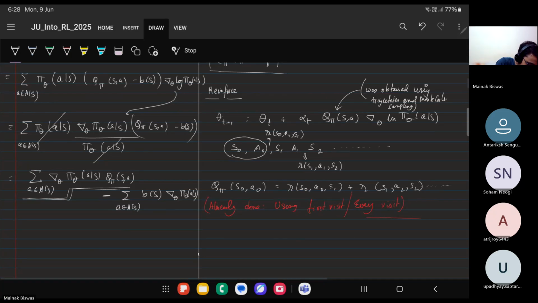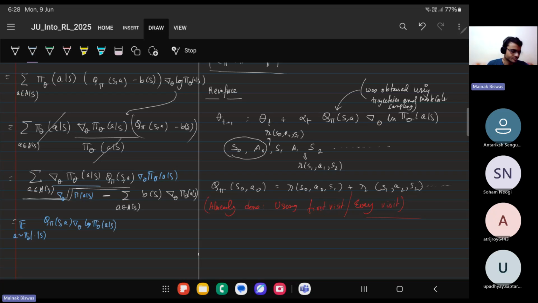So see the first term, term one, is still the same REINFORCE policy gradient, yes or no? The first term, you can still divide by pi theta of A given S and multiply by pi theta of A given S, and still have the expected value over A given pi theta of S, q pi of S comma A, gradient of log of pi theta of A given S. Yes or no? Correct? The term one.